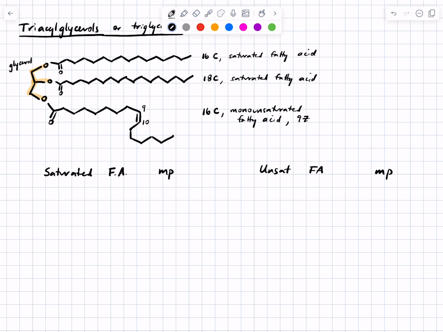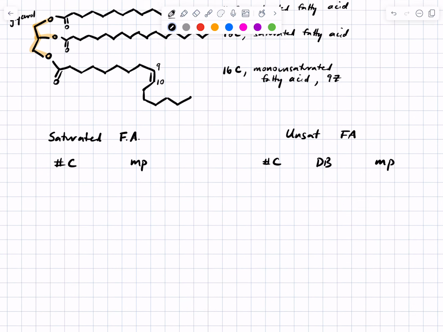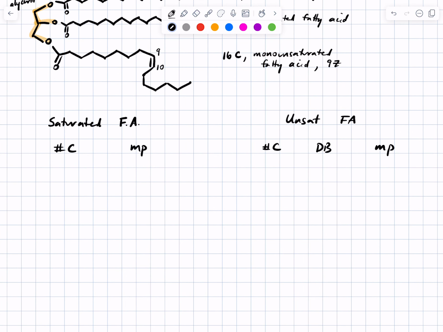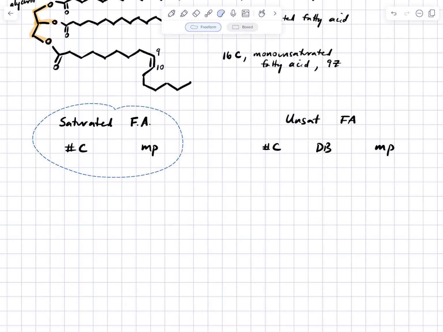We're going to put the number of carbons here. Sorry, getting myself confused. Number of carbons, melting point, and the location of double bonds. Whereas saturated fatty acids have no double bonds, so we won't have a column for double bonds there.